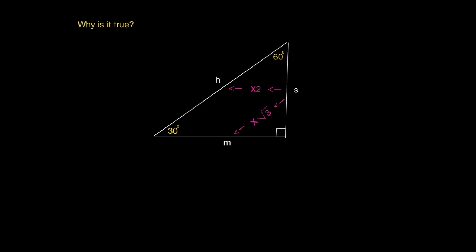I want to address the question on why this is true. Why is it that for a 30, 60, 90 triangle we can multiply the small side by 2 and get the value of the hypotenuse? And likewise, why is it that we can multiply the small side by the square root of 3 and get the value of the medium side, which is always across the 60 degrees?